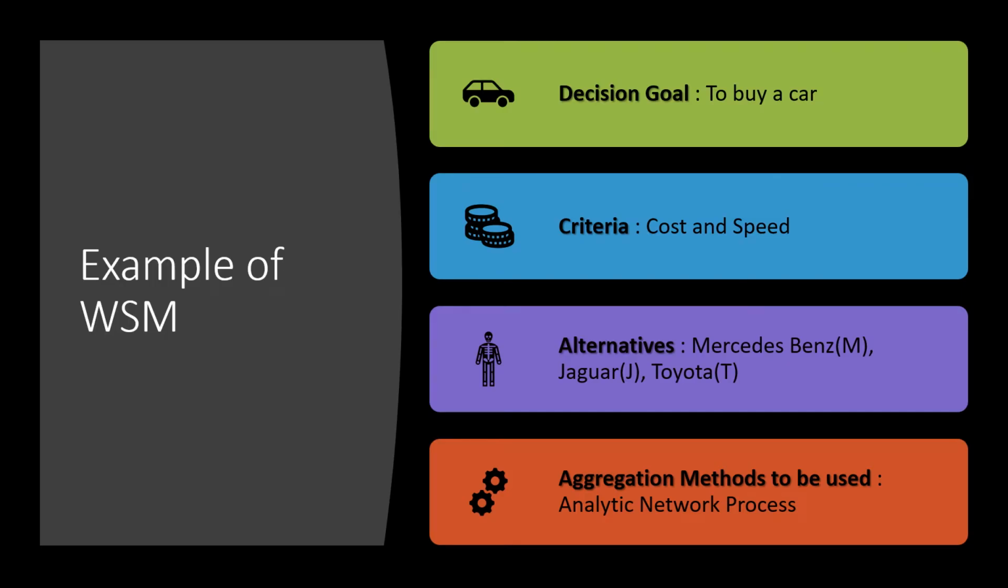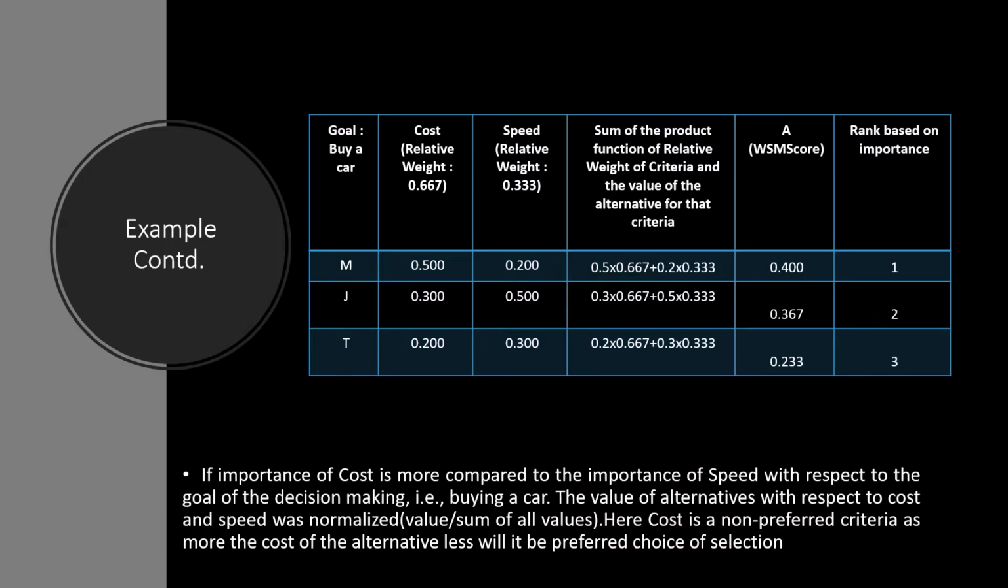Okay. So our example is that we have to buy a car, and the criteria of our purchase are cost and speed. The alternatives available are Mercedes, Jaguar and Toyota. Now we will use the aggregation method, the weighted sum method. So this is the example.